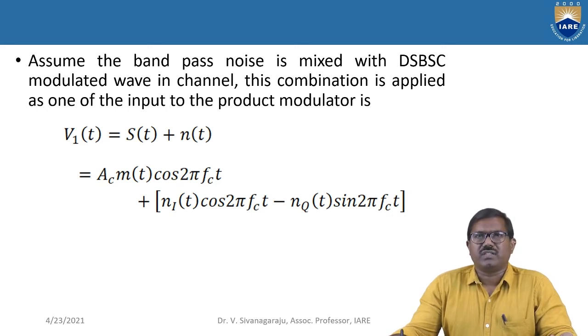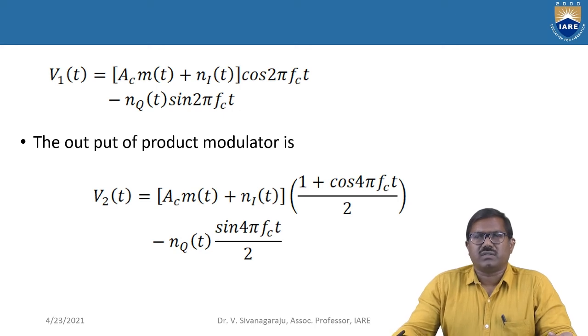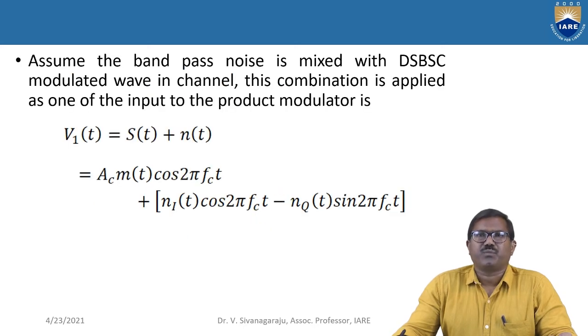So this V1 of t, which you can write as [A_c m(t) + N_i(t)] cos 2 pi f_c t minus N_q(t) sin 2 pi f_c t. Why? Here they have taken common A_c m(t) having the cos term and this N_i(t) cos term, taken common those two terms. So that's why A_c m(t) plus N_i(t) into cos 2 pi f_c t minus N_q(t) sin 2 pi f_c t.